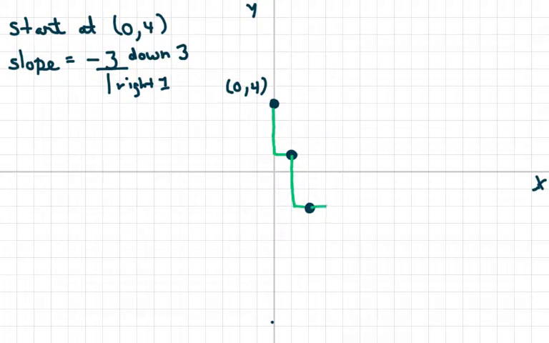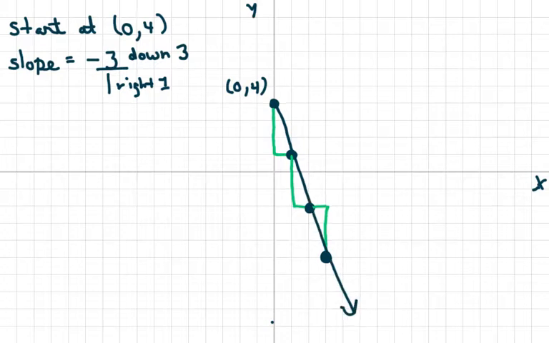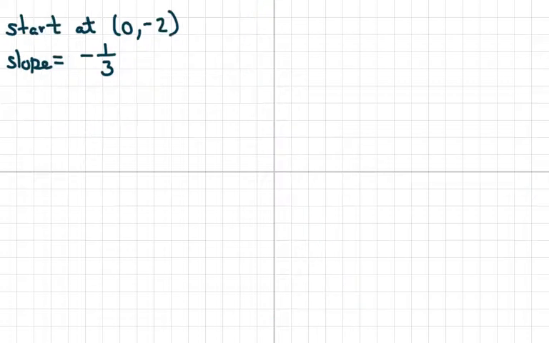Or 1 to the right, 1, 2, 3 down, new point. All of those line up, and there would be a line. And I notice that this time I have what we know as a falling line. So how about you try this one?